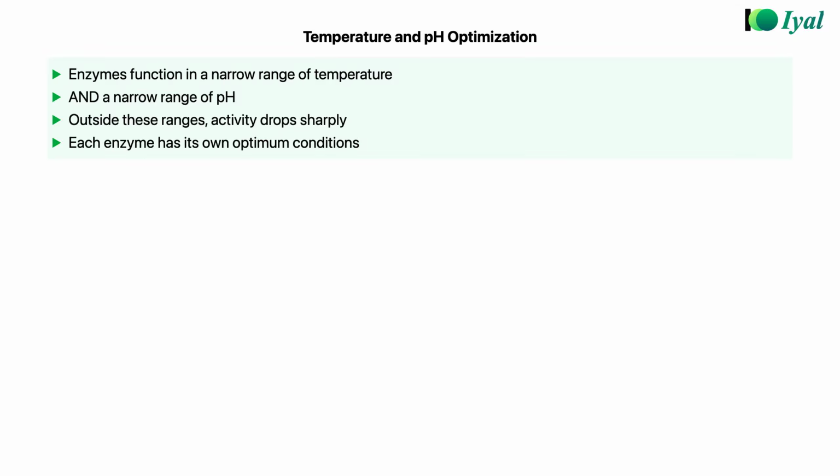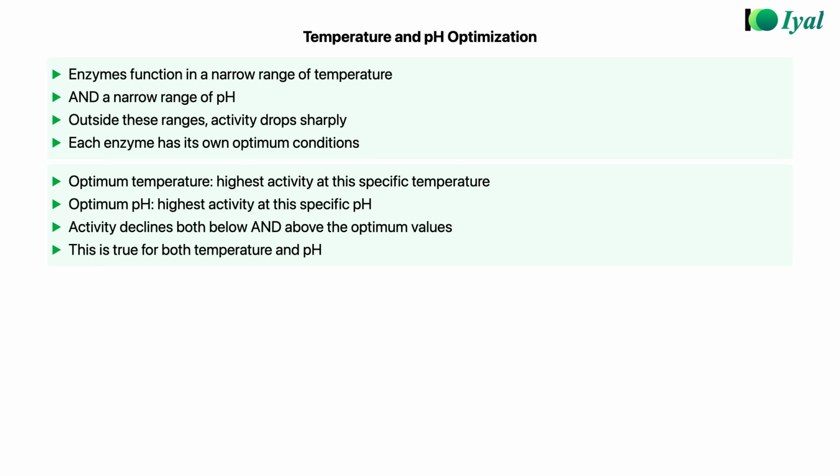Each enzyme has its own optimum temperature and optimum pH. For example, human enzymes typically have an optimum temperature around 37 degrees Celsius, normal body temperature. At that temperature, they work best. Below or above that, activity drops. Same with pH. Each enzyme has a pH where it works best. Below or above that pH, activity decreases.